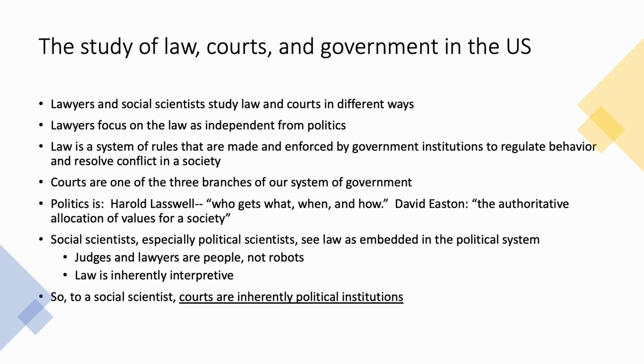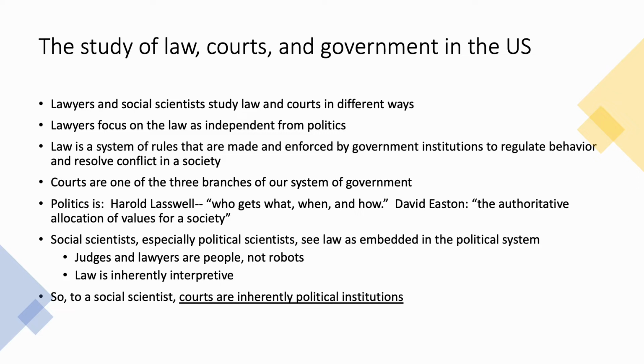So, having said that, let's begin to look at the two different ways of looking at the court system and the legal system. Lawyers on the one hand and social scientists on the other study law and courts in different ways. Lawyers, and when you go to law school, you'll see this, focus on the law as if it were independent from politics. And that's the position that I'm questioning right there. The idea that the law is independent from politics. I believe it is not. And I think I can establish that. And I think by the end of the course, you'll probably agree with me.